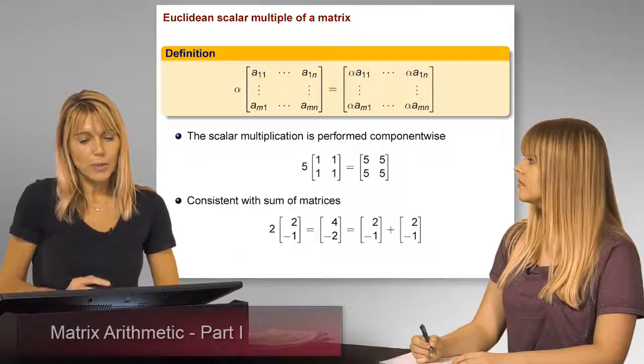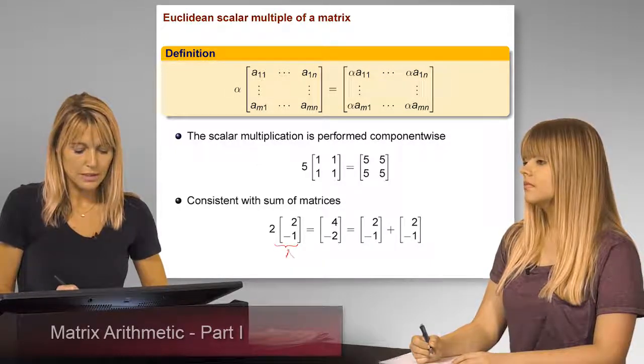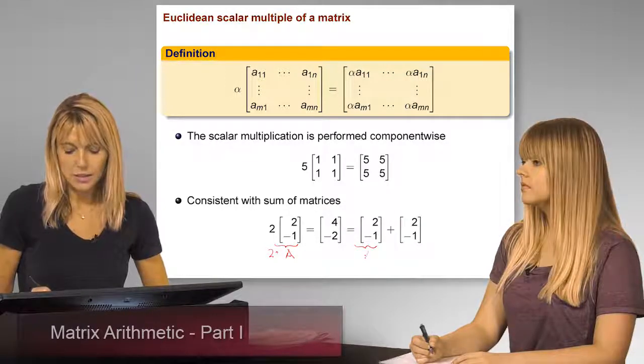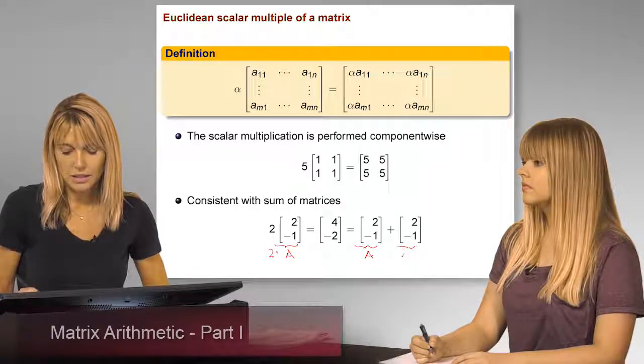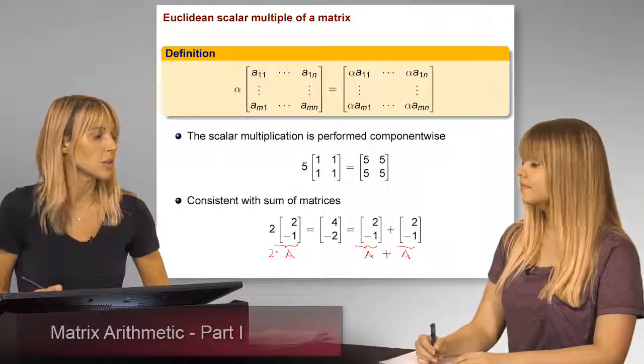The multiplication by a scalar is consistent with the sum of matrices, meaning what? Well, if this is our A and we multiply by 2, we get the same result as performing A plus A. And of course, that's exactly how it should be.